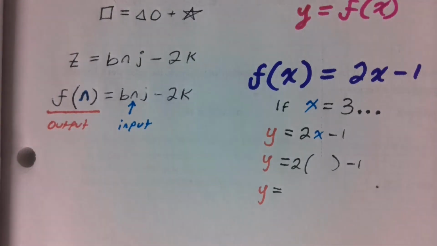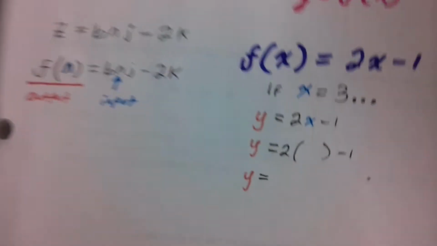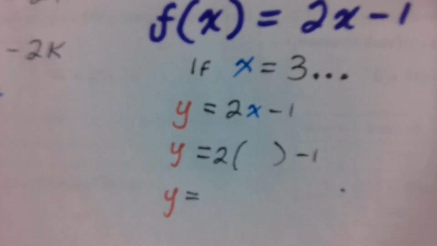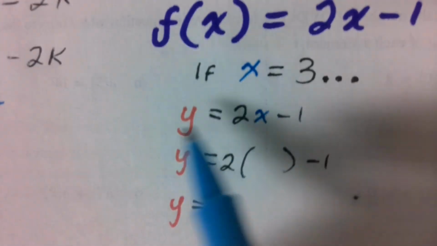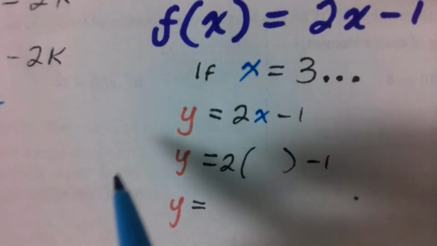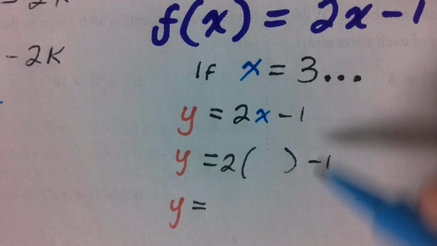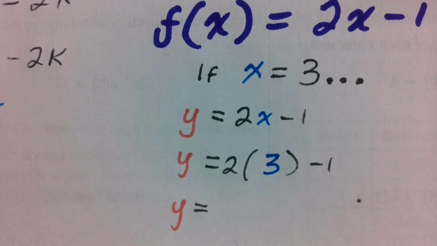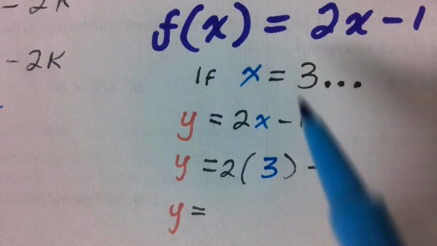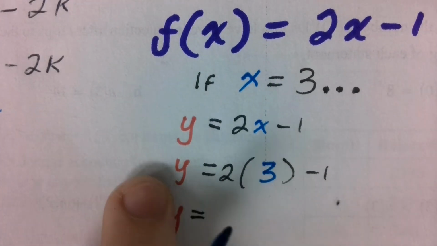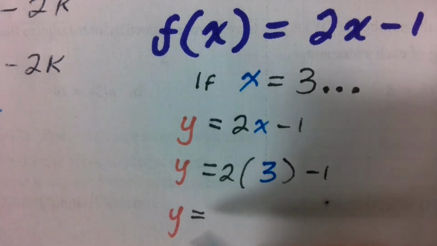So it would look like this. If we just had our y equals mx plus b equation, we would have y equals 2x minus 1. That becomes y equals 2 times 3 minus 1, because as a reminder, x equals 3. And then we would just solve. 2 times 3 is 6, minus 1 is 5.